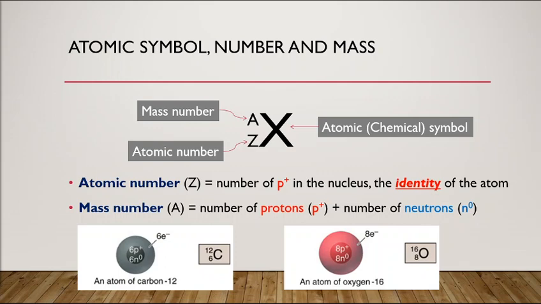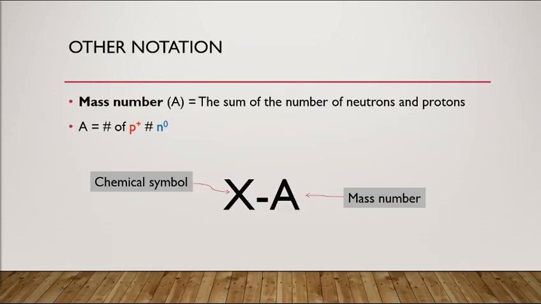Another notation that you might see gets rid of that whole idea. In this case, you're still looking at the chemical symbol, but now you're looking at a dash with the mass number instead. You might be aware of this: carbon-13, carbon-14, you might have heard about in the past.